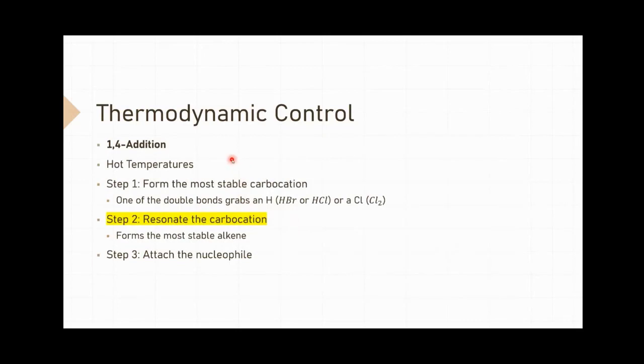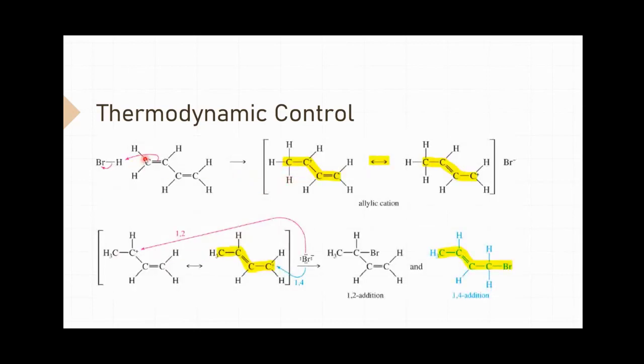The difference between this and the thermodynamic one is that you resonate it after you form the carbocation. So here you form the stable carbocation. The extra step you have to do is resonate it. Whichever carbon your cation lands on, which in this case is this one, that's where you attach the bromine or the nucleophile of the reagent. So this would be your product.